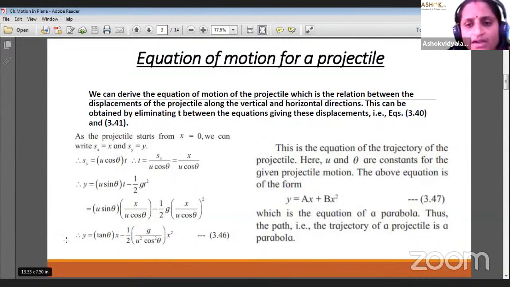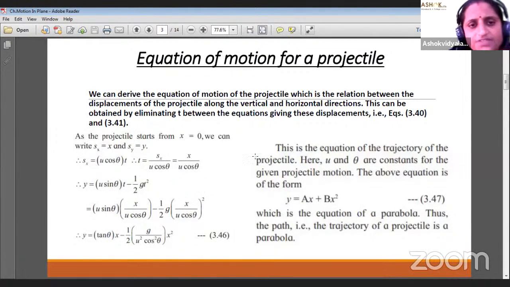Here u and theta are constants for the given projectile motion. This equation can be written in the form y is equal to a x plus b x square, which is the equation of a parabola. That is, the trajectory of the projectile is like a parabola, where a is tan theta and b is half g upon u square cos square theta.